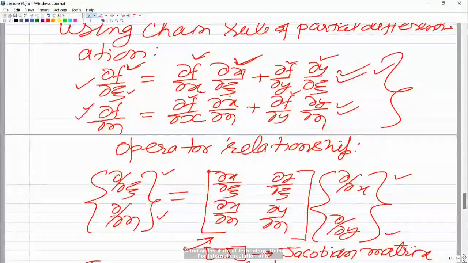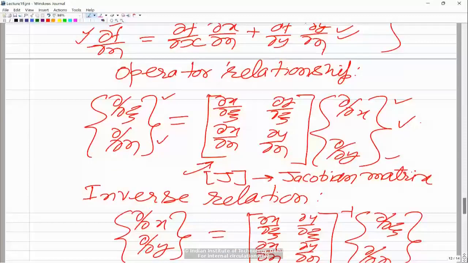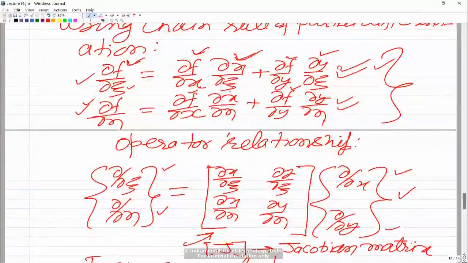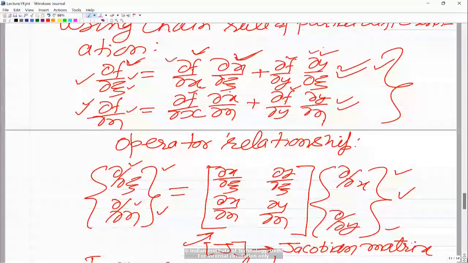Then what I have done here, in this I have just taken out f actually and only written the operator relationship. So this side, if I take out f, I am left with del by del xi and del by del eta. So that is what I have written here. And this side when I take out f, I get del by del x and del by del y. So del by del x and del by del y I have written over here. And then this del x by del xi, del y by del xi, del x by del eta, and del y by del eta I have written as this matrix.